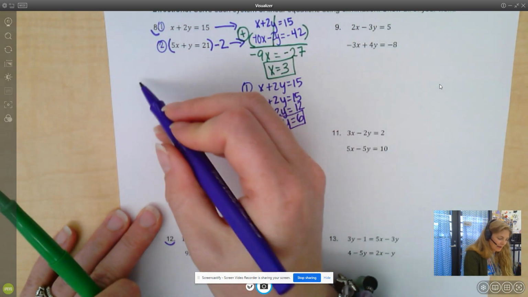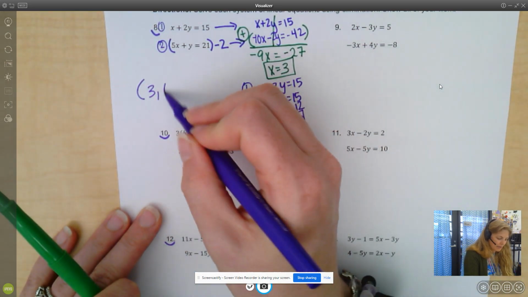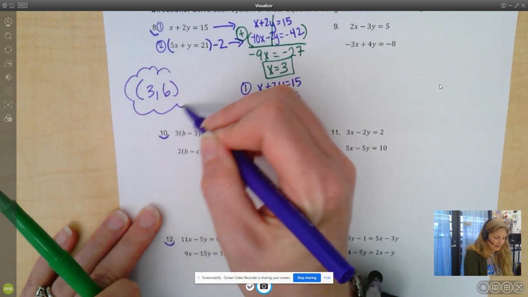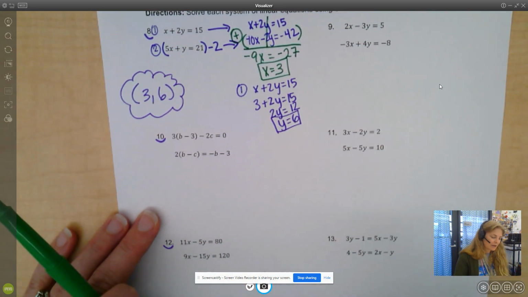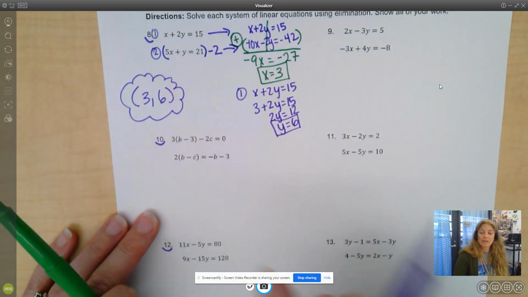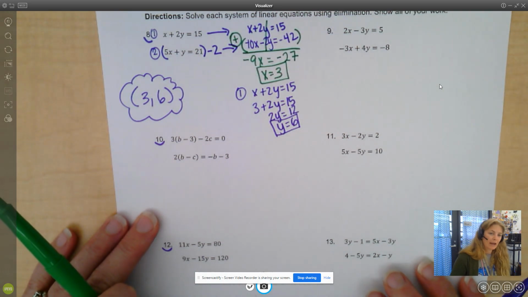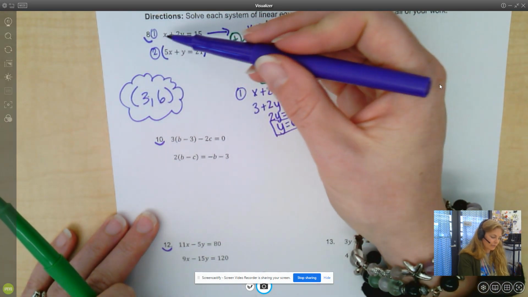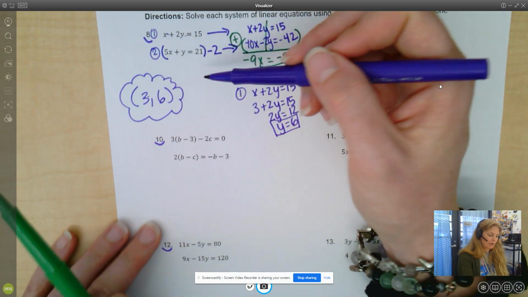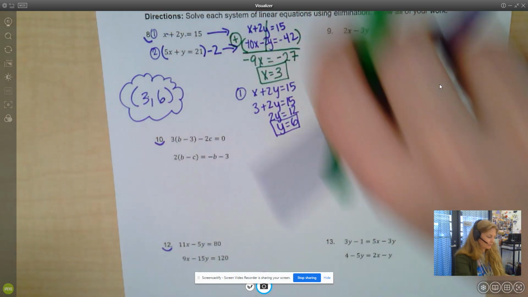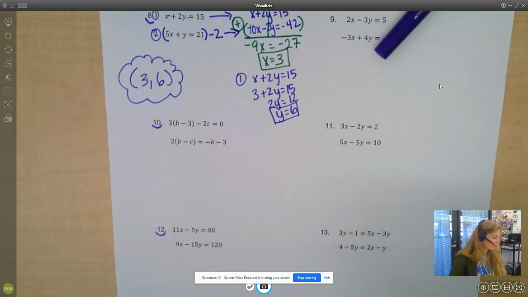Final step, that's right. Write your answer as an ordered pair. Give it some flair. And of course, if it was an assessment, you could always verify in both equations to make sure you have a true statement. And by verify, I mean substitute 3 for x and 6 for y in both equations to make sure you get a true statement. Awesome. Remember, if you need more space, you can always write these on a separate piece of paper.